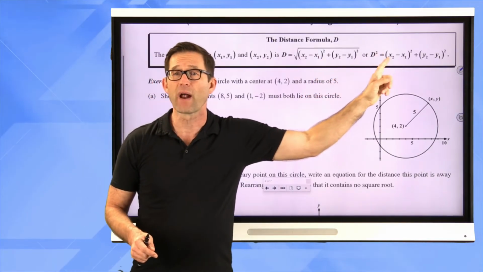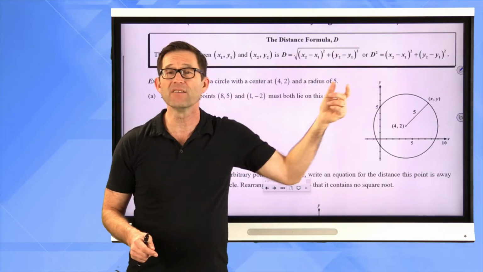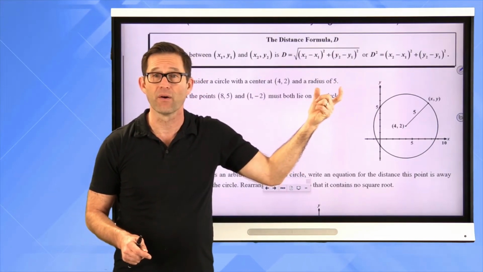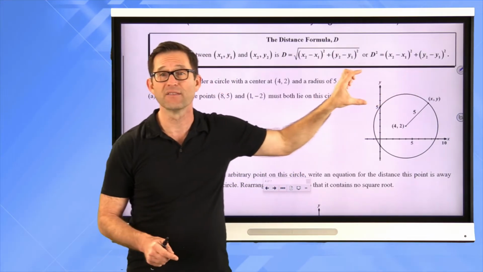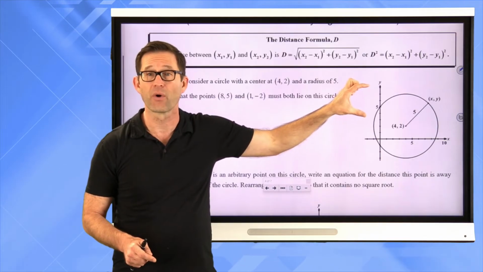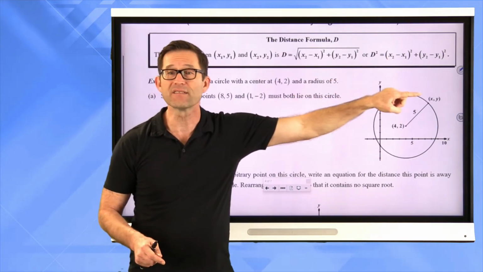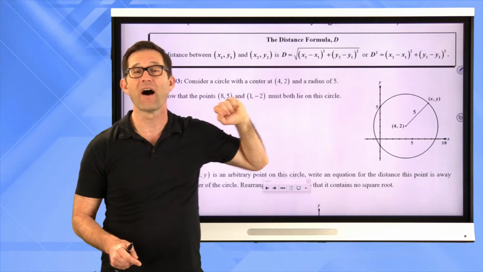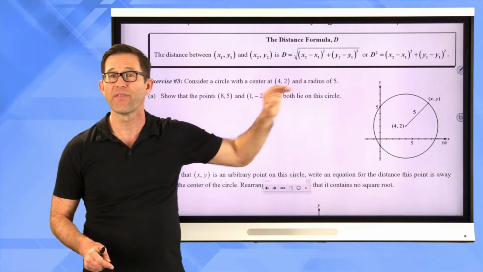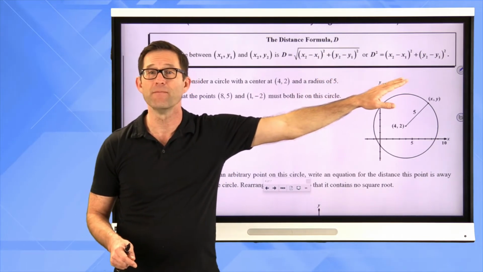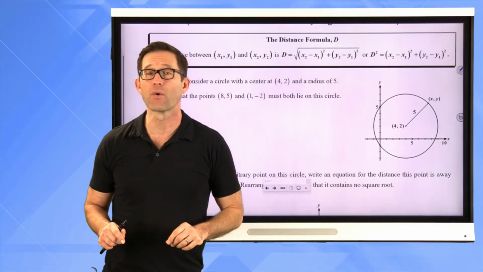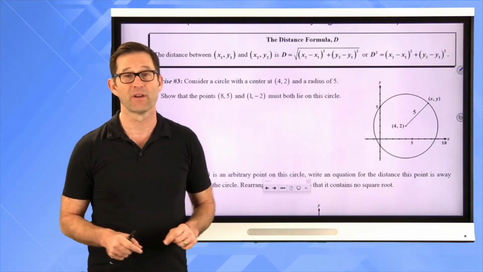It's when I subtract the two x's that gives me the length of one leg of the right triangle. Subtract the two y's, that gives me the length of the vertical leg of the right triangle. And then the distance between them, that was the hypotenuse of the right triangle. That's just the Pythagorean theorem again. And that will now allow us to come up with the equation of a circle not centered at the origin.